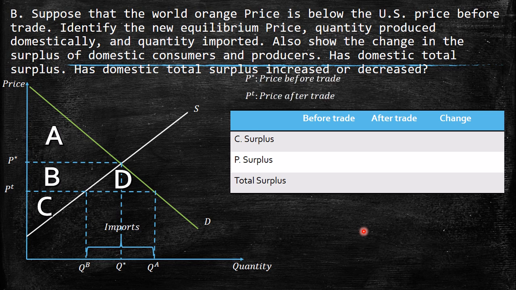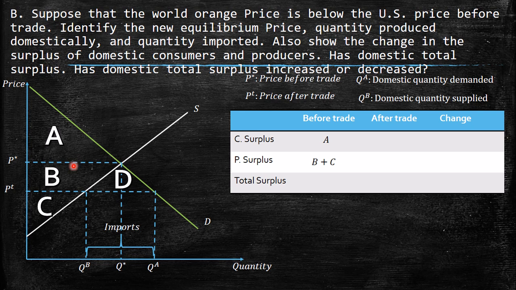So now we're going to outline all the information in this table. We have before trade, after trade, and the change for the consumer surplus, producer surplus, and the total surplus as a measure of welfare of the economy. Before trade, as we showed before, the consumer surplus is A, this triangle, without trade. The producer surplus before trade is B plus C. So the total surplus is A plus B plus C. After trade, what does the market do?